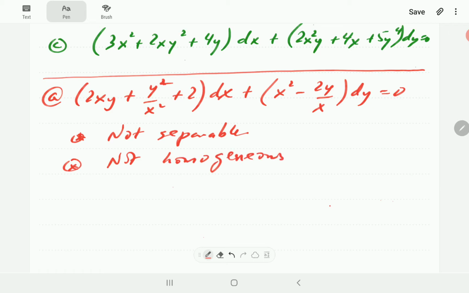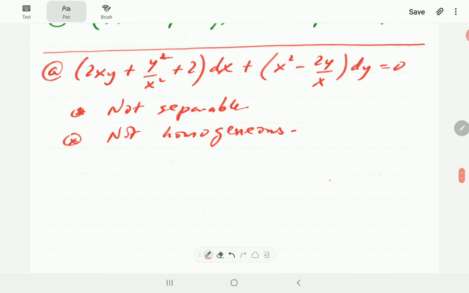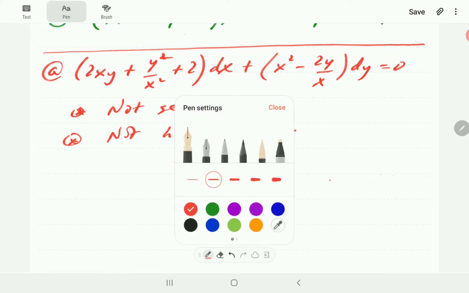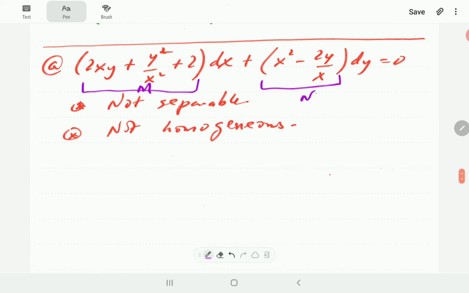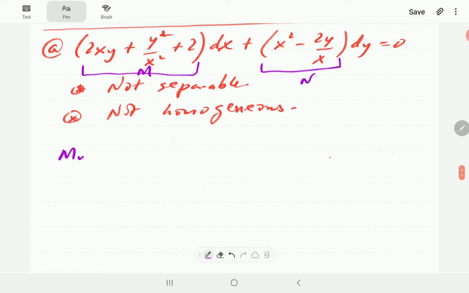Then the next thing is we're going to check if it's exact. For exact, we need to use the criteria, whether My is equal to Nx. So that is our M there. My means we have to differentiate this with respect to y. I've got y here and y there. So the first term is going to give us 2x. The second term is going to give us 2y over x squared. This term is going to give us 0.